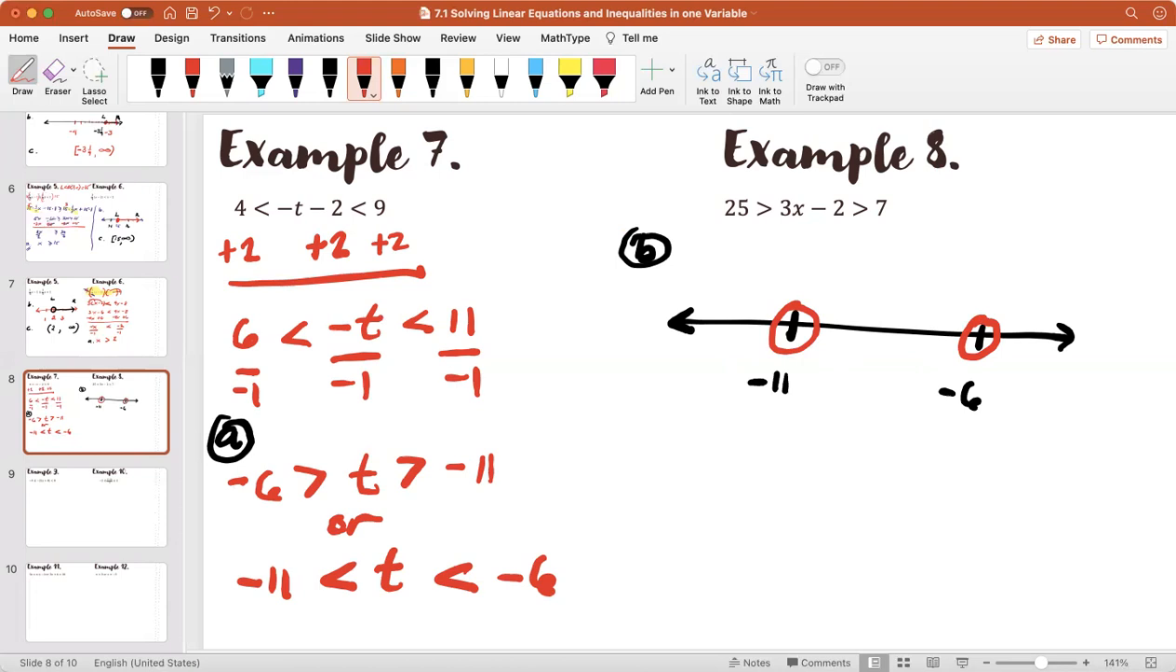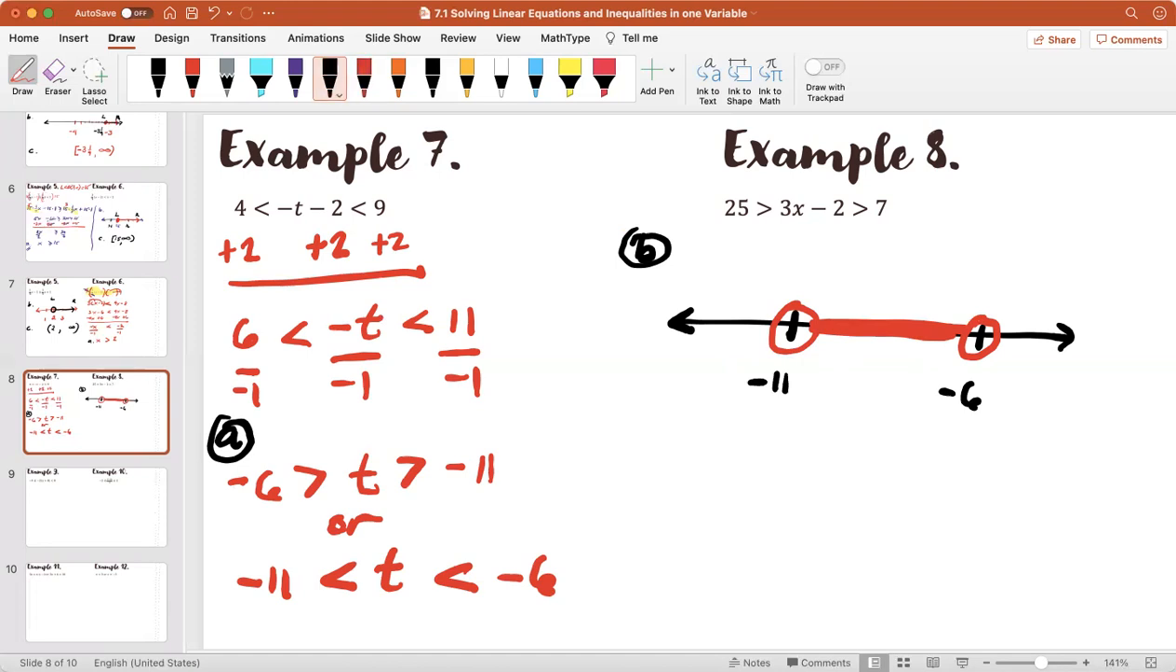And what's the graph there? What do we do to represent that in a graph? Okay, we simply superimpose this, connect the two open dots, all right? And that's our graph now. It's between negative 11 and negative 6.